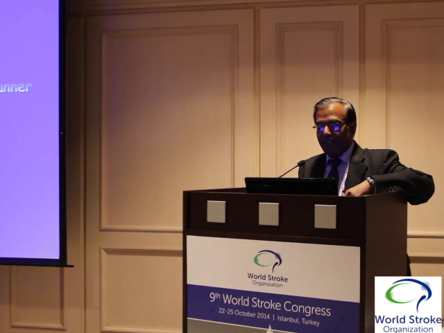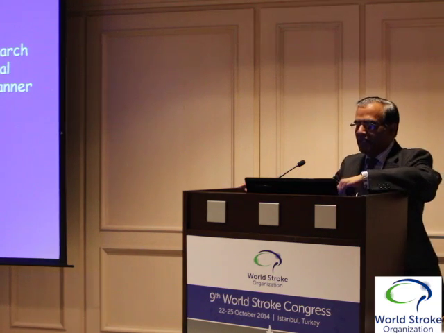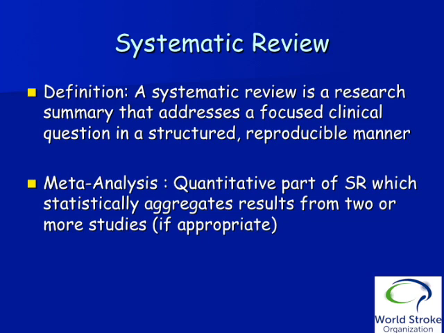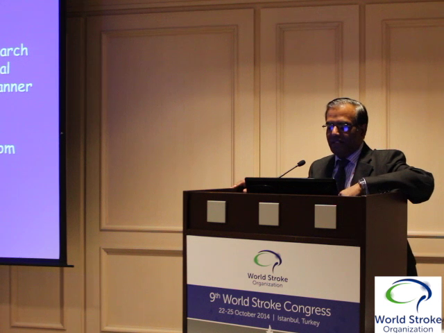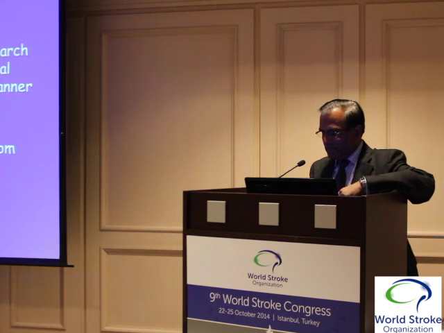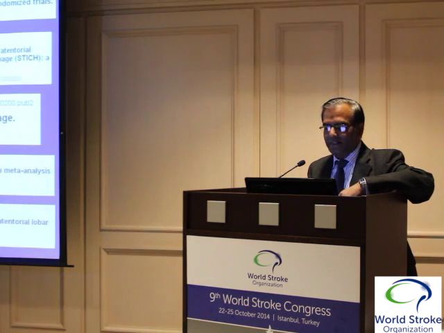But in contrast to this, a systematic review is a research summary. So it provides a summary that addresses a focused clinical question, so it's not as broad as traditional, in a structured and reproducible manner. Often, this systematic review contains a quantitative part, which is called meta-analysis. And in meta-analysis, we statistically aggregate results from 2 or more studies if we think it's appropriate to do so, and we'll see how we check the appropriateness.